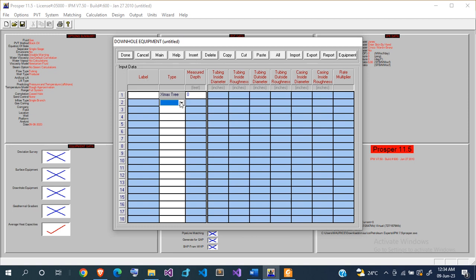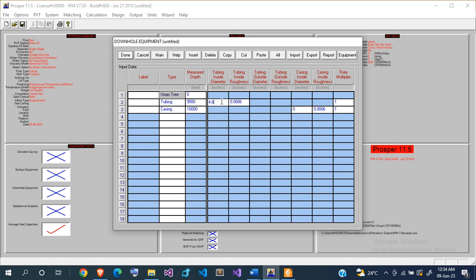Now I have just the tubing and the casing, so I'll quickly supply those ones for my downhole equipment. So the tubing was installed at 9,500, while the casing was installed at 10,000 feet. The inside diameter for the tubing, what was there?